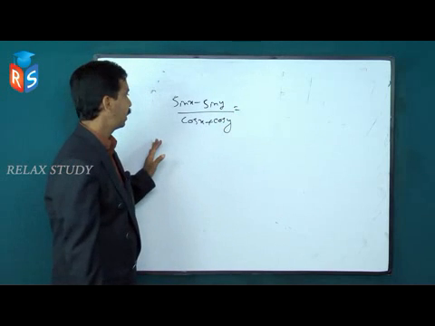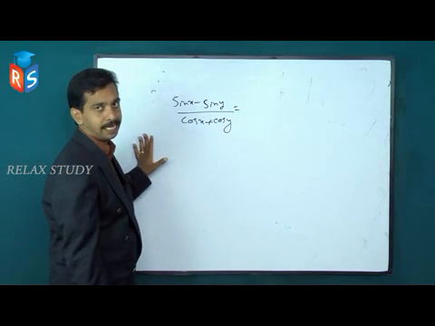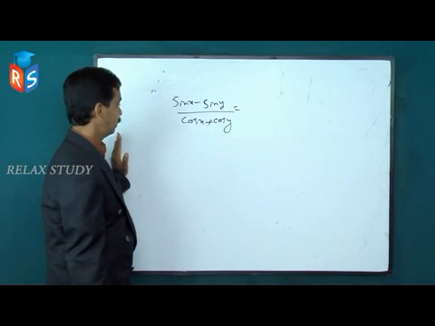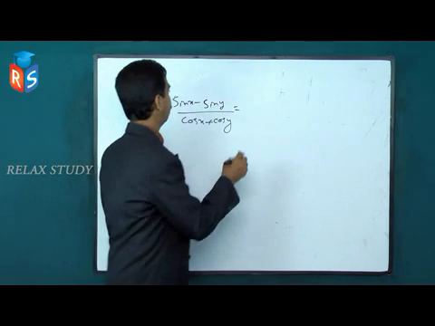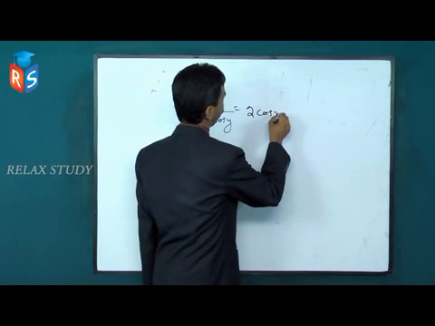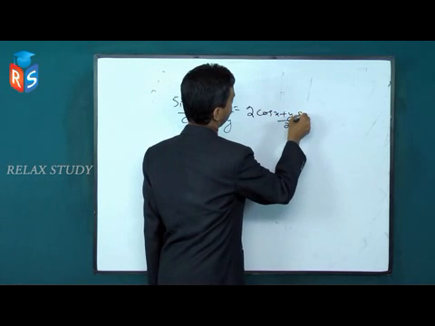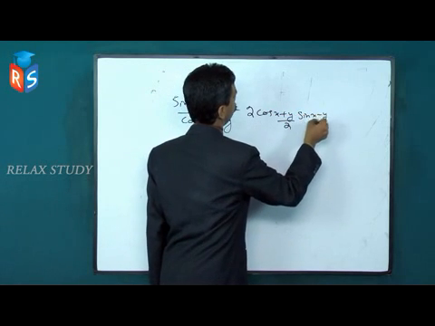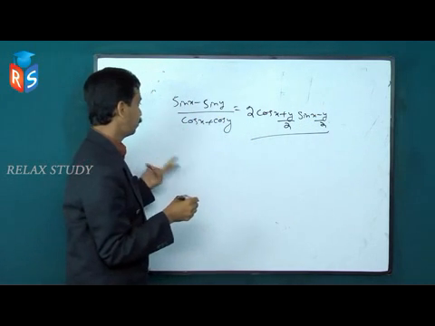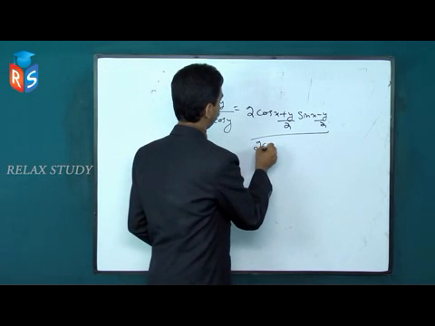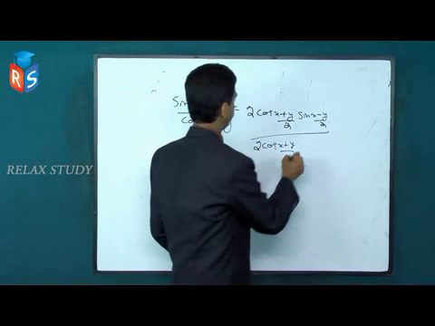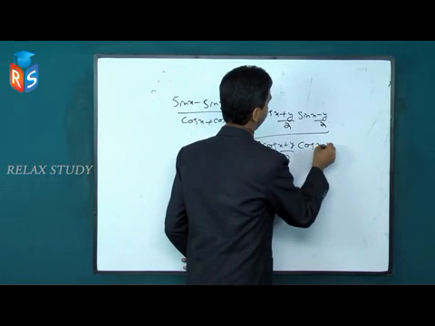Here also we are applying the identity we have studied. sin x − sin y is of the form sin c − sin d, which equals 2 cos((x + y)/2) sin((x − y)/2). The denominator is of the form cos x + cos y, that is cos c + cos d. It is of the form 2 cos((x + y)/2) cos((x − y)/2).